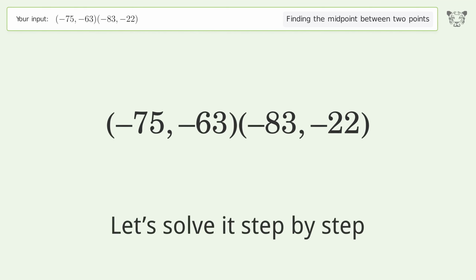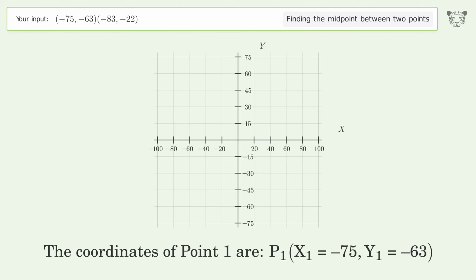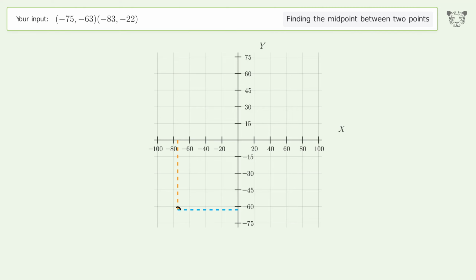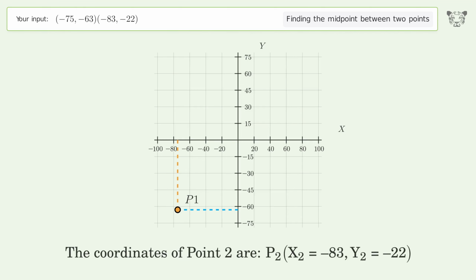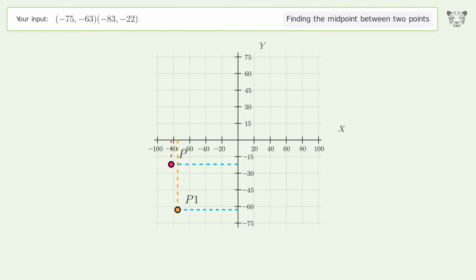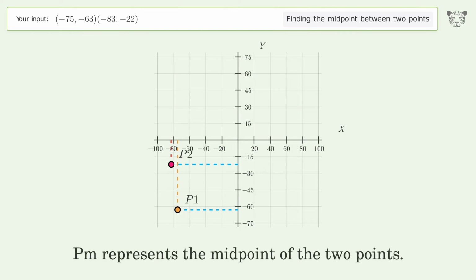The coordinates of point 1 are x1 equals -75, y1 equals -63. The coordinates of point 2 are x2 equals -83, y2 equals -22. PM represents the midpoint of the 2 points.